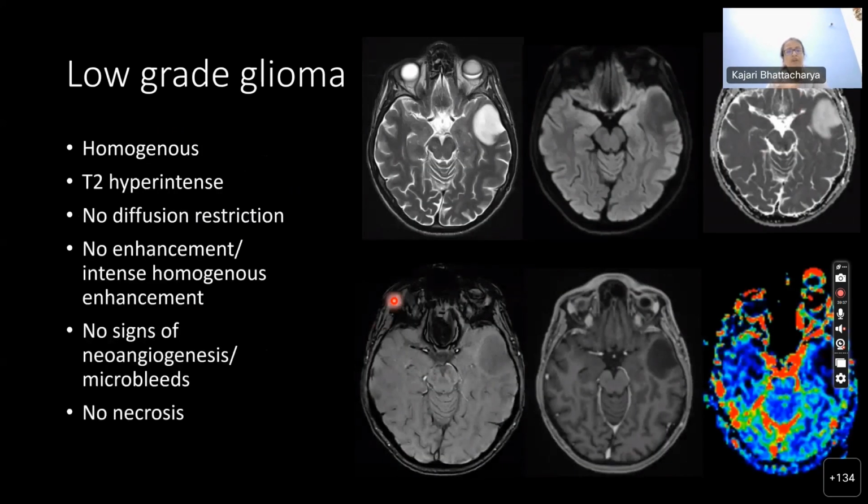So how do we differentiate a lower grade glioma from a higher grade glioma or an astrocytoma? The lower grade tumors are generally homogeneous like this. They are very homogeneous. They are generally hyperintense, so they are bright on T2.